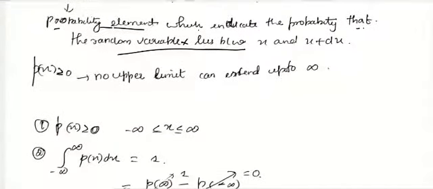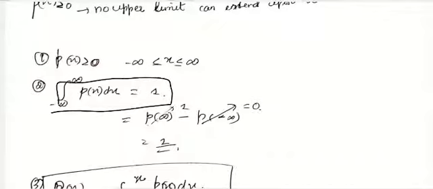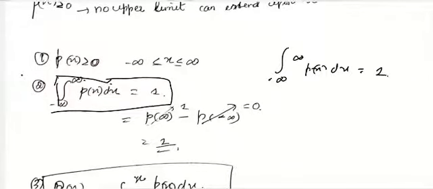So, here also P of x should be greater than or equal to 0, and the upper limit can extend up to infinity. Another very important point is that the total integration, or the area under our P of x, will always be equal to 1. Okay. Integral minus infinity to infinity P of x into dx will be equal to 1. This is very important while doing problems. Okay, we will always be using this while doing problems. That is integral minus infinity to infinity P of x dx is equal to 1.